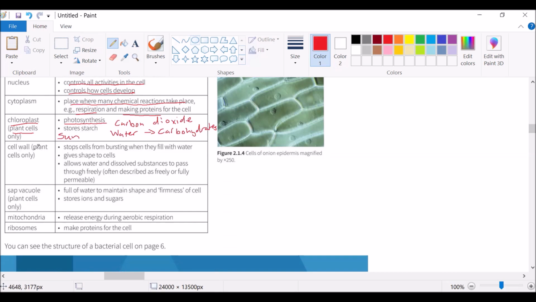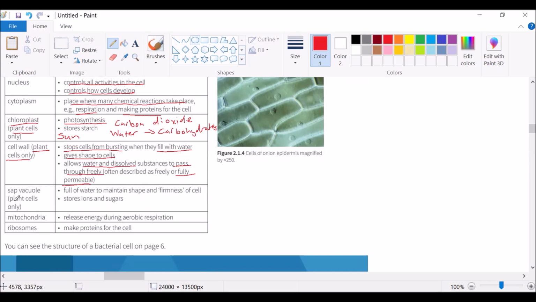The cell wall is present in plant cells only. The function of the cell wall is to stop cells from bursting when they are filled with water. The cell wall also gives shape to the cell. The cell wall is fully permeable, which means it does not restrict water and dissolved substances from passing through freely.